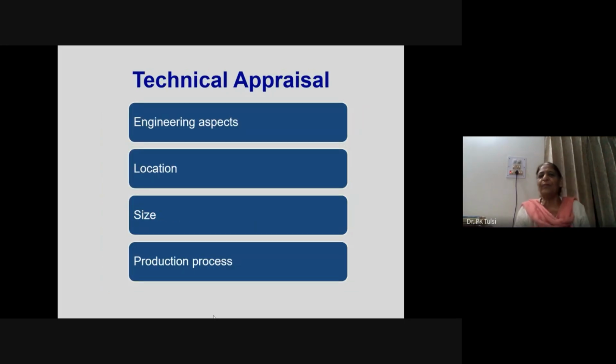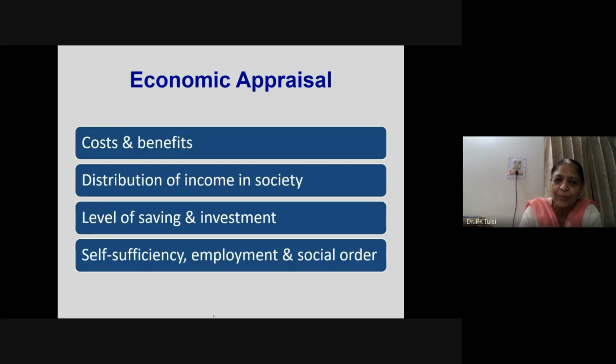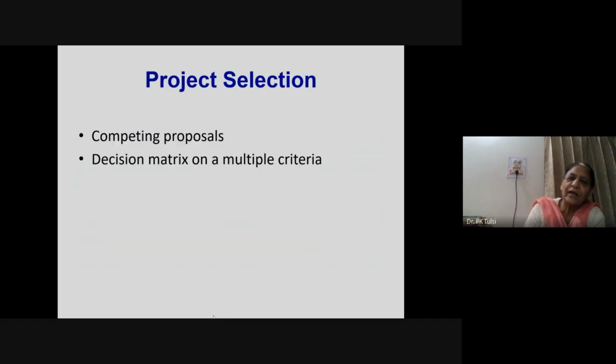Technical appraisal will be with respect to engineering aspects, location, size, and production processes which are in place. Financial appraisal may be with respect to the cash flows, profitability, break-even point, net present worth, internal rate of return, and so on. The risk also is there. Economic appraisal is with respect to costs and benefits. So you can see distribution of income in society, level of saving and investment, self-sufficiency, employment, and social order. Ecology would be with respect to environmental damage it may cause, then restoration measures which need to be taken up.